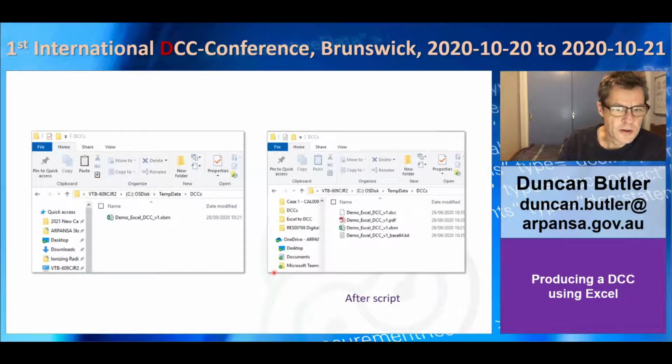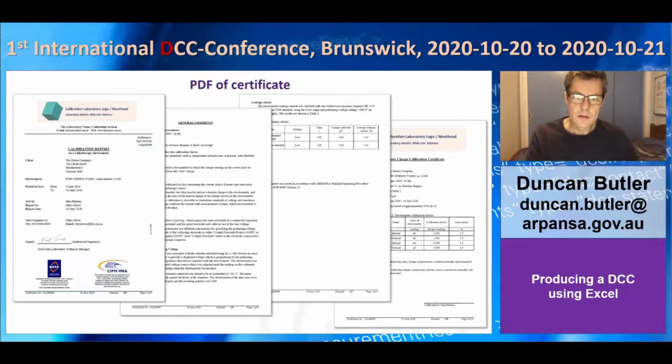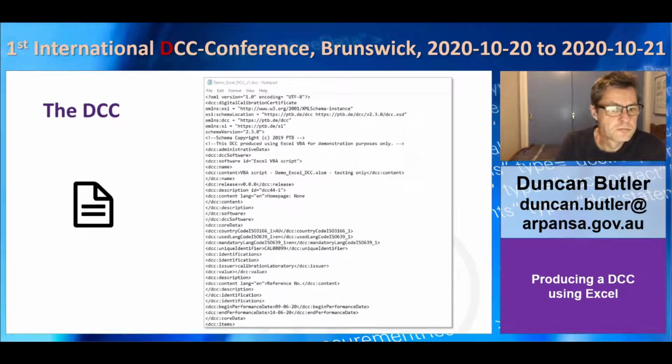So what happens when we run that? Well, this is before and after, and it created these 3 new files. This is looking at the PDF file that was created, and it looks like a calibration certificate. The results are on the last page. It's got some other information from the client, the laboratory logos and other markings. You can put anything in this, graphs, pictures.